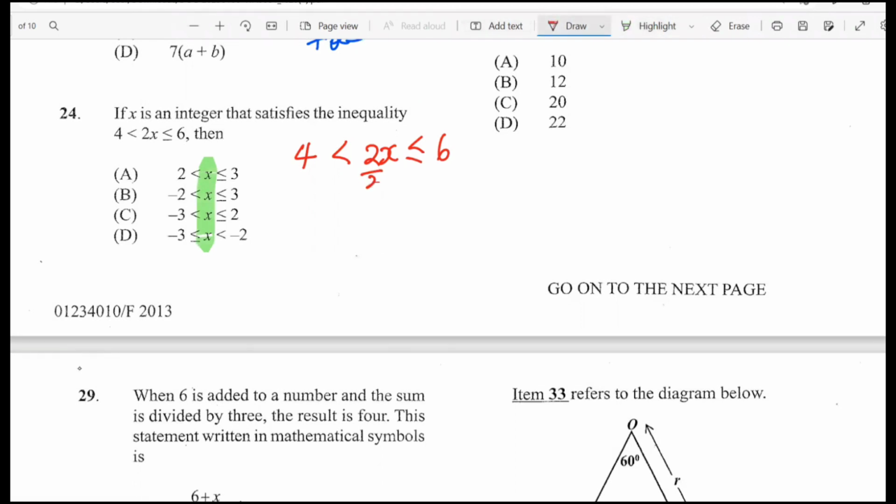We're going to divide by 2 throughout. So then we would have had 2 there. This would cancel x here. This would cancel 3 there. So x is greater than 2, less than or equal to 3. We're looking at number 1 for the answer.